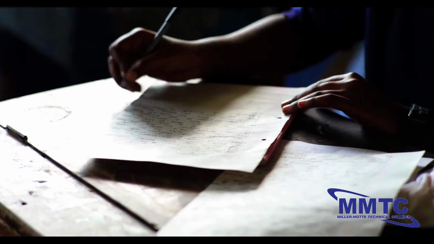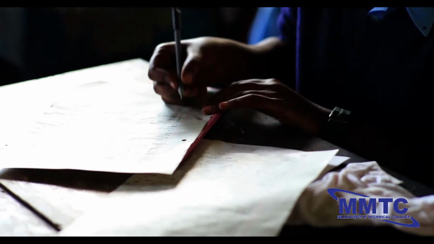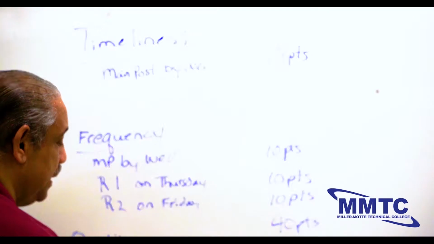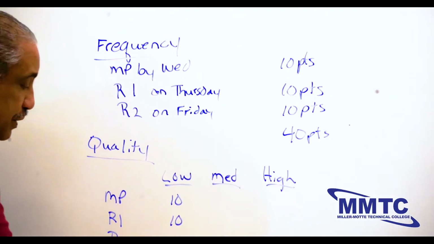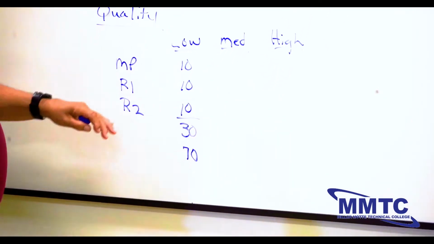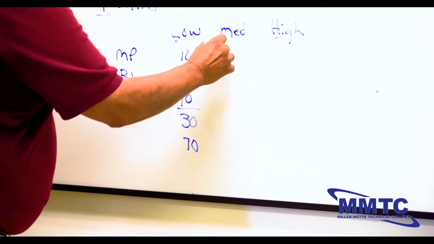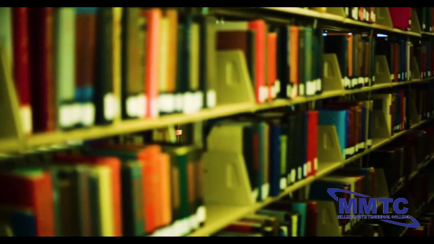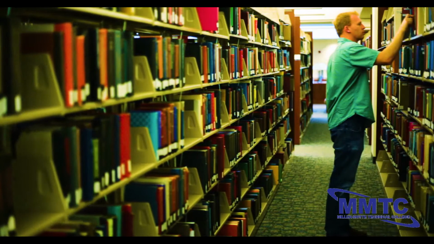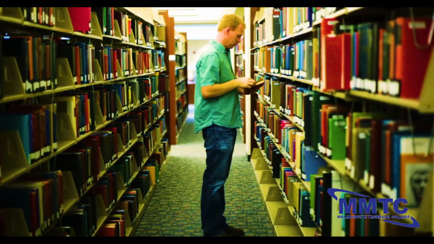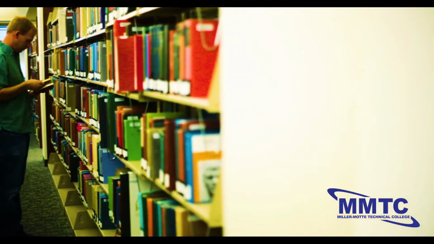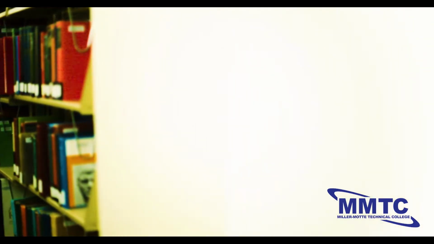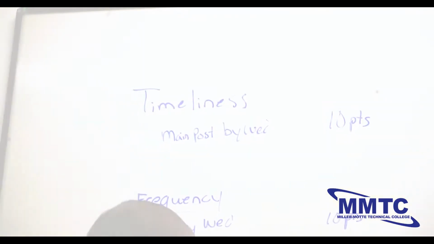What type of writing? There are 3 different quality types, and that is low, medium, or high. Medium quality: if your main post is medium, you will receive 15 points. If your reply 1 is medium quality, you will receive 15 points. And the same with reply 2, 15 points. So that's a total of 45 points. So 45 points for quality plus the 40 points for timeliness and frequency will give you 85 points.